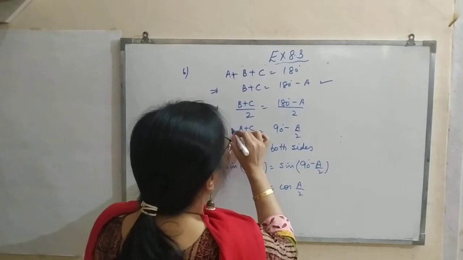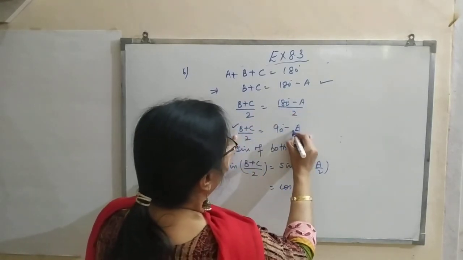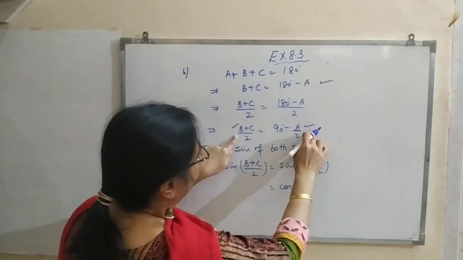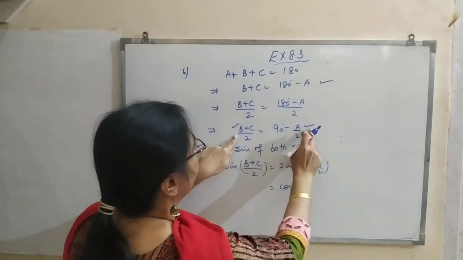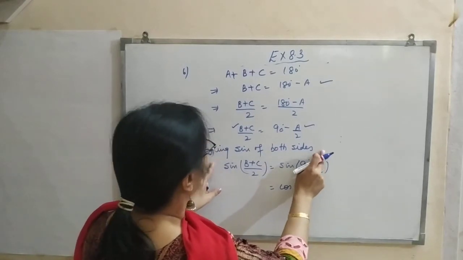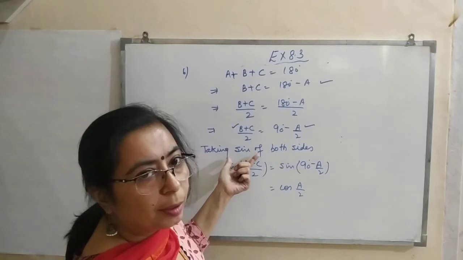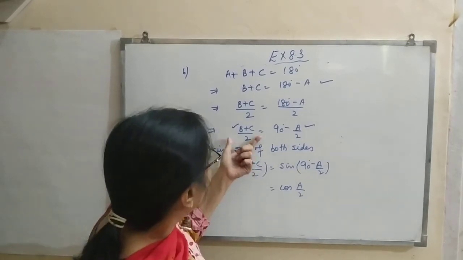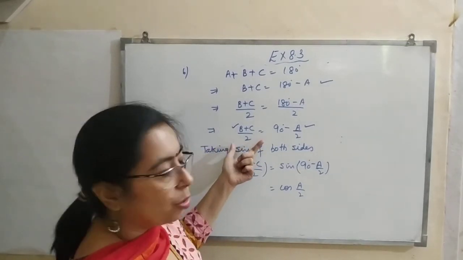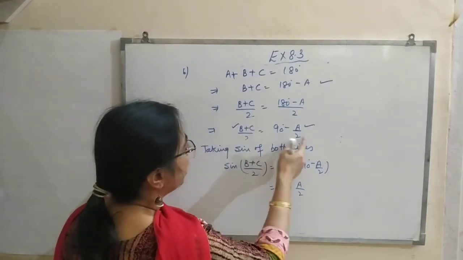Left hand side remains as it is, B plus C by 2. 180 half is 90, and angle A half will be kept as it is. So B plus C by 2 is equal to 90 minus A by 2. Now I am taking sine of both sides. Why am I taking sine? Because it is required in the question. If the question asks you to take cos, you can take cos. If it is given to you as cotangent, then you will take cotangent of both sides.